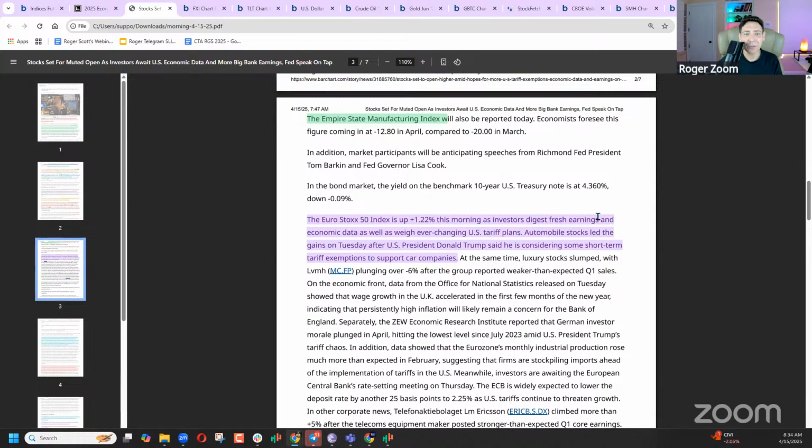Investors digest fresh earnings and economic data, as well as wait on ever-changing U.S. tariff plans. Automobile stocks led the gains on Tuesday after President Trump said he's considering some short-term exemptions. What exemptions? When will they take place? How will they impact?